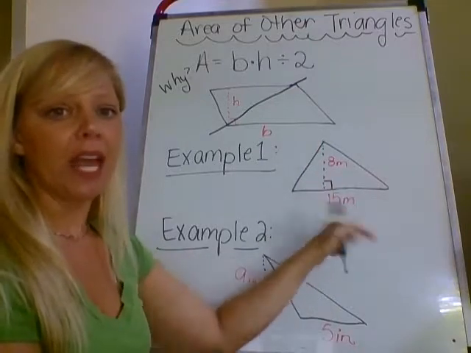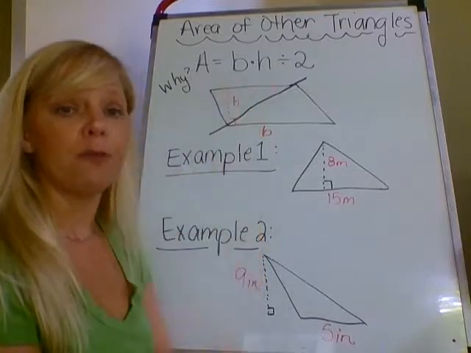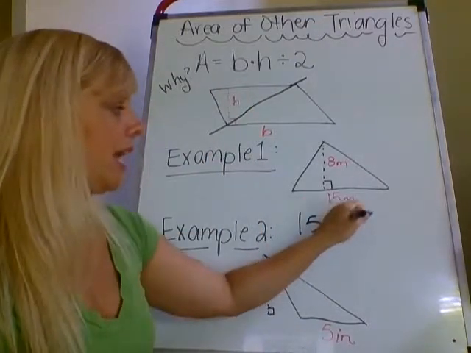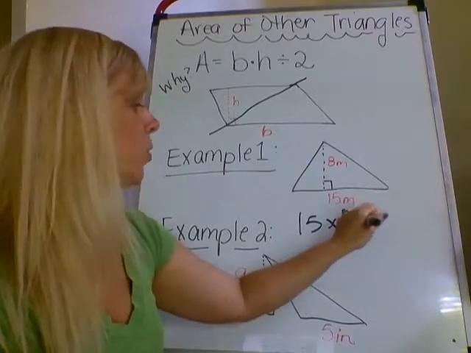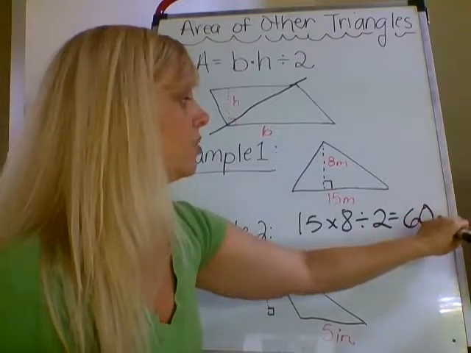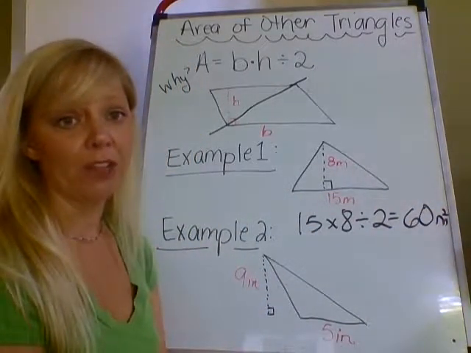So my height is 8 and my base is 15. If I'm using my formula of base times height divided by 2, I'm going to take my 15 and times it by 8, and I end up getting 120, and I divide it by 2, that gives me 60. So the area of this triangle is 60 meters squared.